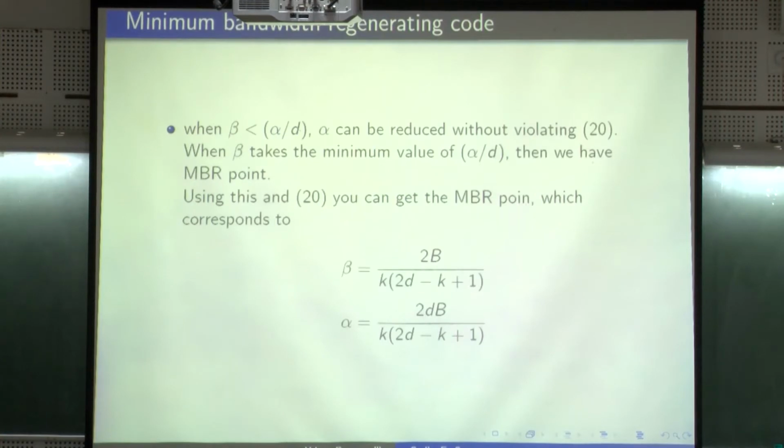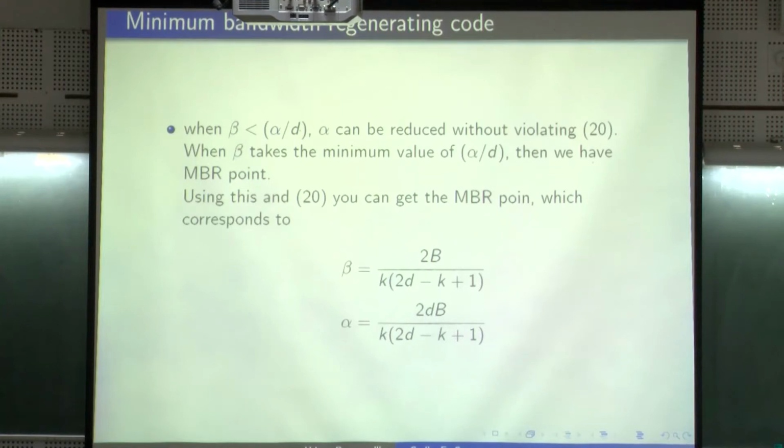So now let's go to minimum bandwidth regenerative code. So when beta is less than or equal to alpha divided by d, then alpha can be reduced without violating the previous equation, as I mentioned. So that is, without violating this. So when beta takes the minimum value of alpha by d, then we have an MBR point.